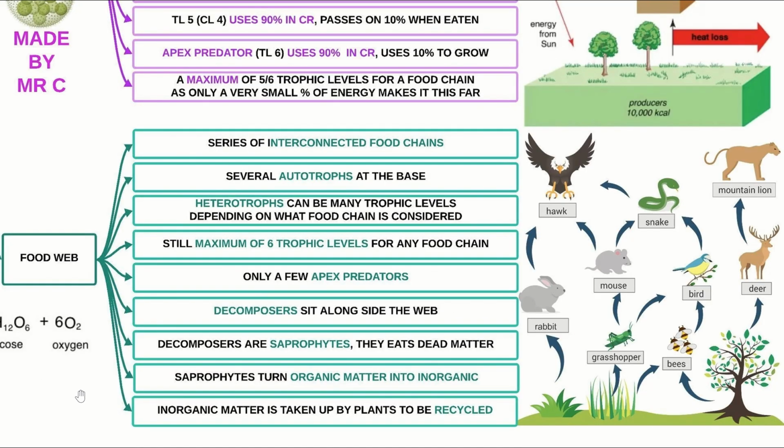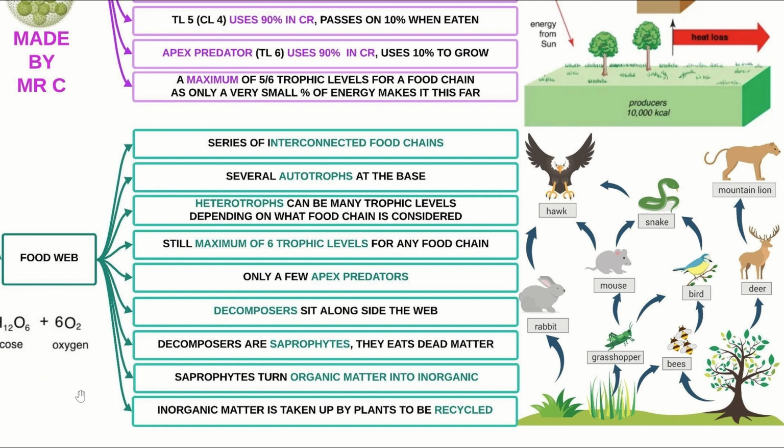Last of all, we have food webs. A food web is a series of interconnected food chains. Several autotrophs are at the base. Heterotrophs can be many trophic levels depending upon what food chain is being considered, but still there is a maximum of 6 trophic levels for any food chain. And there will only ever be a few apex predators.